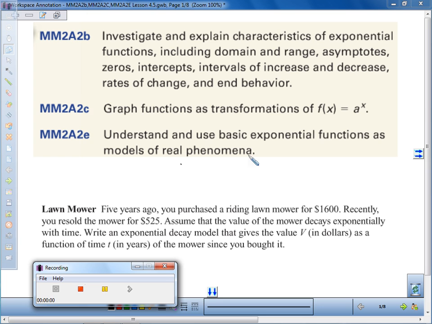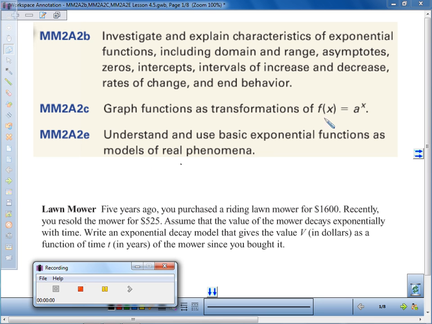And this lesson is going to match up to your book in lesson 4 or 5. We've looked at exponential growth before. This is going to be exponential decay. So the standards are going to be similar. We're going to find domain, range, asymptotes, zeros, intercepts, that kind of stuff.